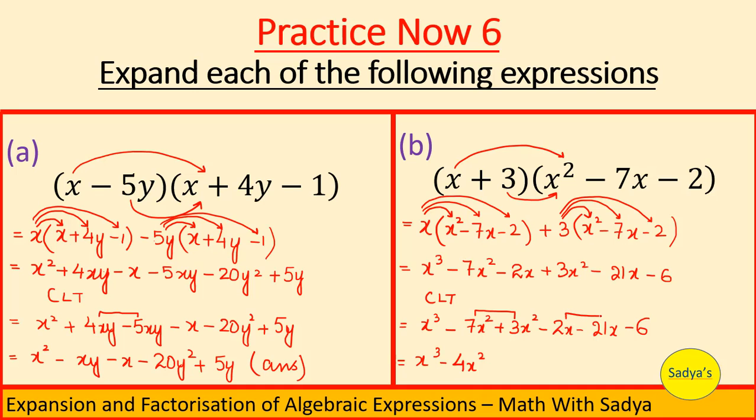Similarly, 2x and 21x. These two are like terms. They both have same signs. It means we will add 21 and 2, which gives us 23. X will remain the variable, and since out of 2 and 21, 21 is the bigger number and it is negative, so we will have negative 23x. And lastly, negative 6 as it is. So this is the answer or the expanded form of the question.